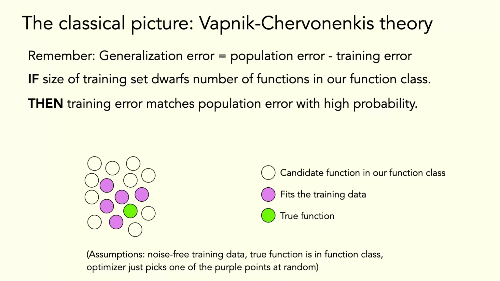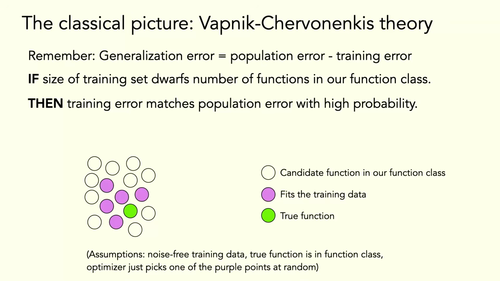I have one more picture to make this argument, just in case that wasn't clear. But let's imagine that I have this very simple setting. I have a hypothesis space, which is a discrete set of candidate functions, these circles. So every circle is a candidate function. The purple circles are the functions that fit my training data. And the true function is in green. And we're going to make some assumptions. We're going to assume that there's no noise in the training data.